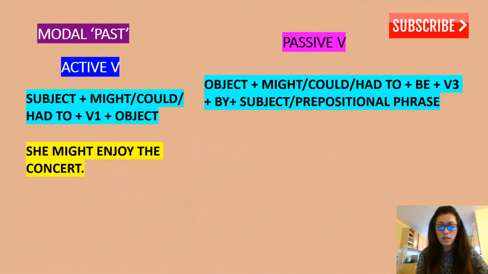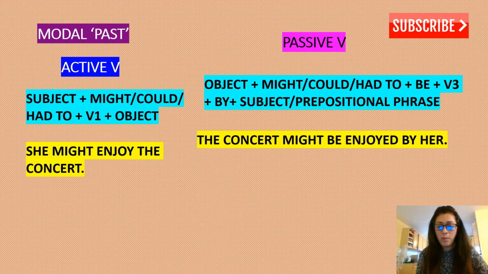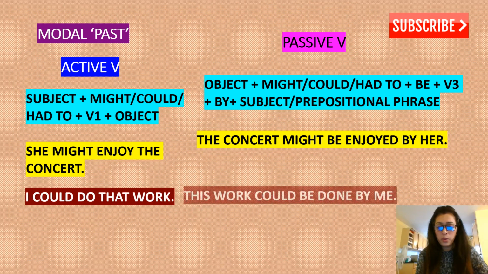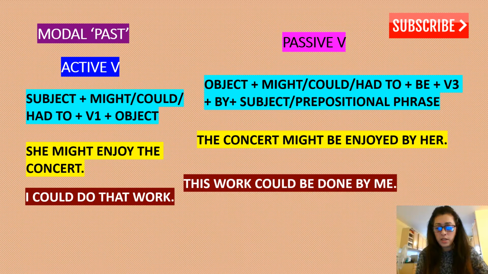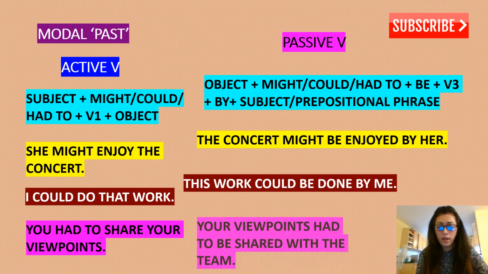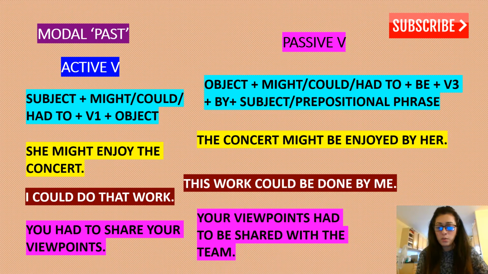So the same sentence says, she might enjoy the concert. The concert might be enjoyed by her. I could do that work. This work could be done by me. You had to share your viewpoints. Your viewpoints had to be shared with the team.